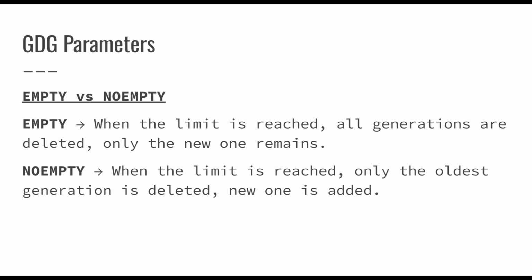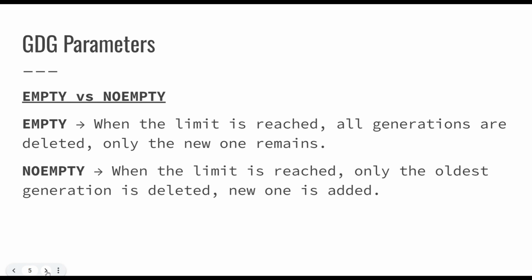NOEMPTY means once the limit of 5 is reached, only the oldest generation, which is the first one, will be deleted, and the new 6th generation will be added. It's like first in, first out. Make a note of it.